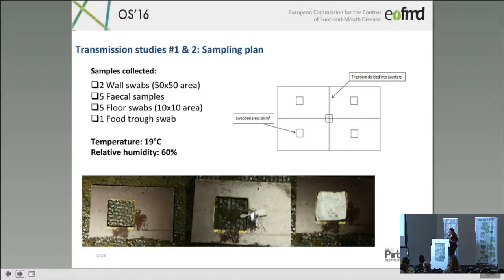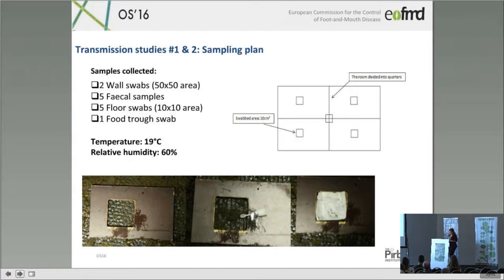So this wasn't entirely random. Although we stuck to these general areas of the room, we would put the square down where feces was to make sure that we got a sample every day. And with the food trough, we just wiped down the food trough, again like the wall, started at one side and worked our way across the days.